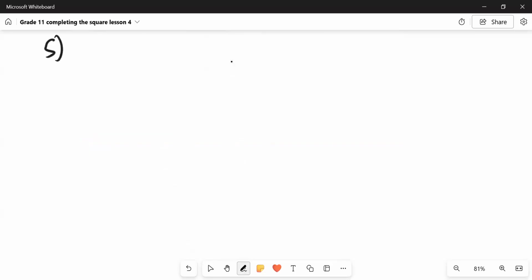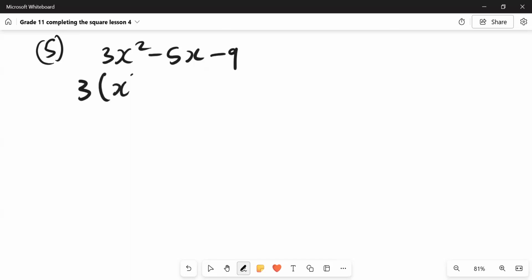So for example 5, we apply the same thing. We have to complete the square and we are given 3x squared minus 5x minus 9. Again, we have to take out the common factor there, which is the coefficient of x squared. So you have your 3, now you'll have to do x squared minus 5 over 3x and minus 3.